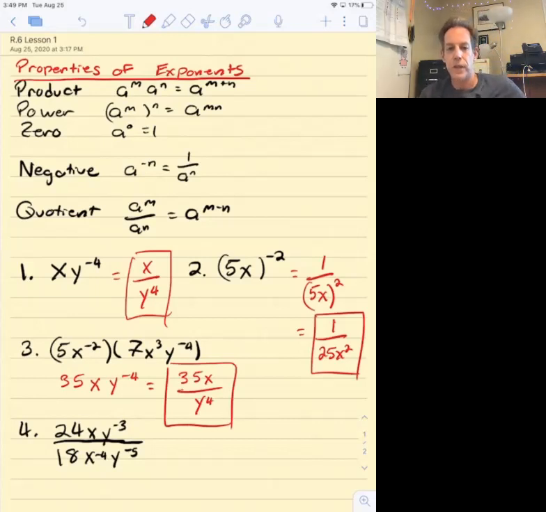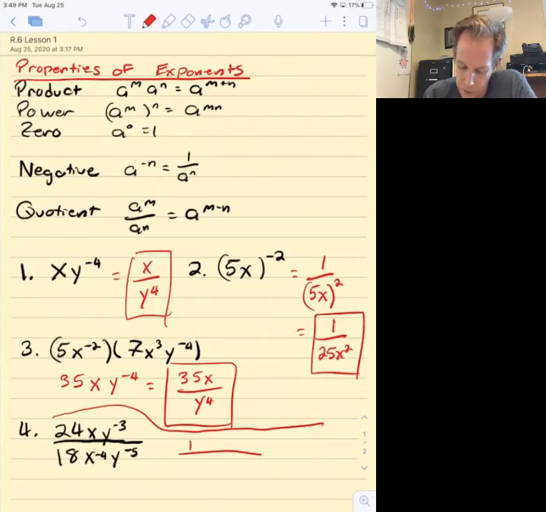So number 4 is a division problem, of course. First of all, when we look at the coefficients, we can't divide 24 and 18 evenly, but we can reduce those. So I can divide each of those numbers by 6. That's going to reduce to 4 over 3. And then I'm going to subtract the exponents, for the x and for the y.